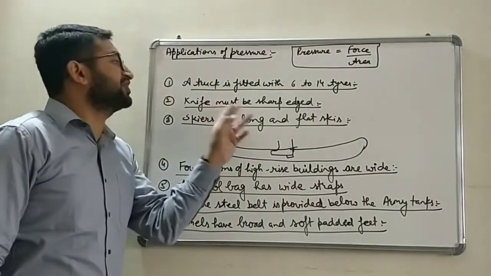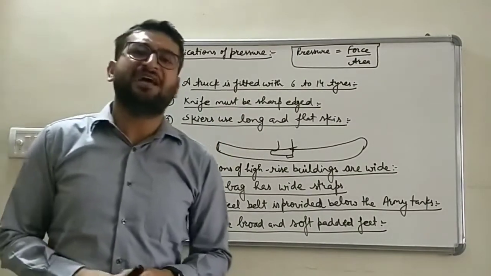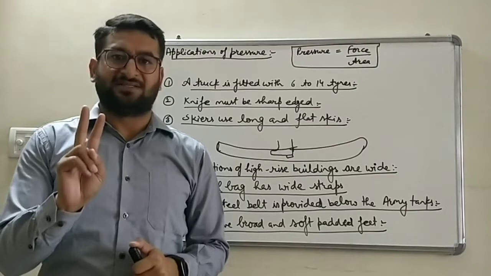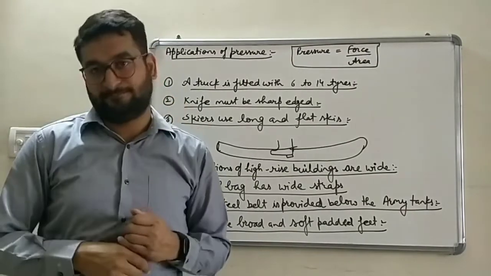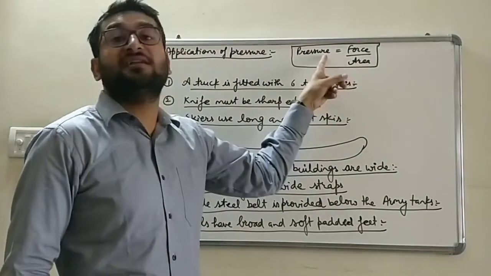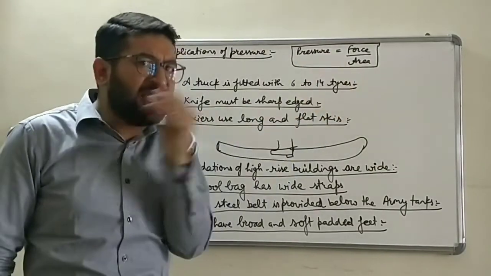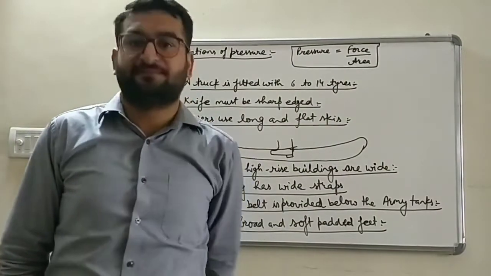Next, a knife must be sharp edged. You must have seen a knife, bachche. A knife has two ends. One is the blunt end, which is the broader one, and the other one has a sharp end. Sharp end means less area. Less area means higher pressure. जो तीखा एज होता है बच्चे, उसका मतलब एरिया कम है. एरिया कम है तो प्रेशर ज्यादा है.